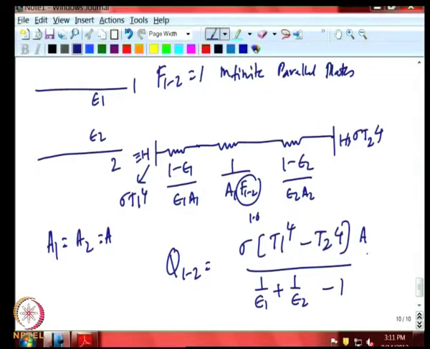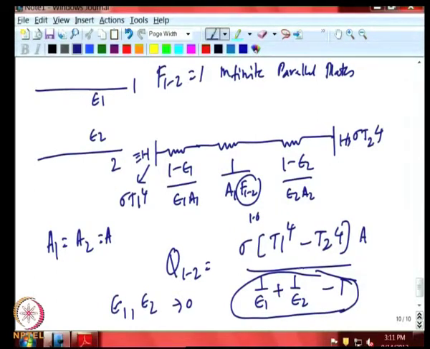And so, this is the expression for radiative heat transfer between two infinite parallel plates, and it clearly shows that the major resistance is right here. If you want to reduce heat transfer between two parallel plates, then you have to let epsilon 1 and epsilon 2 become very, very small. The denominator becomes very large, and it reduces the heat transfer between the two surfaces.